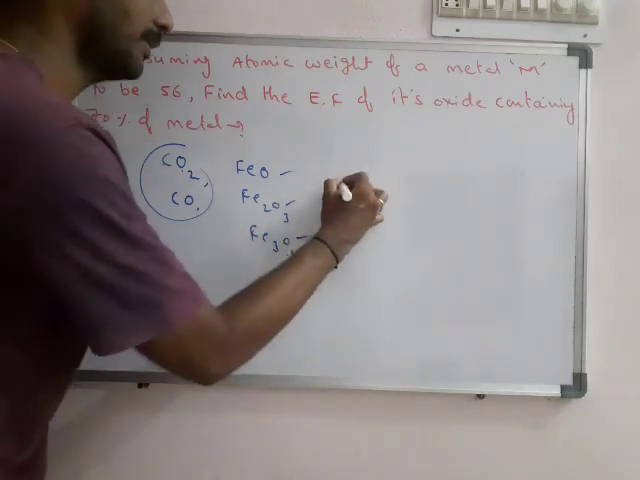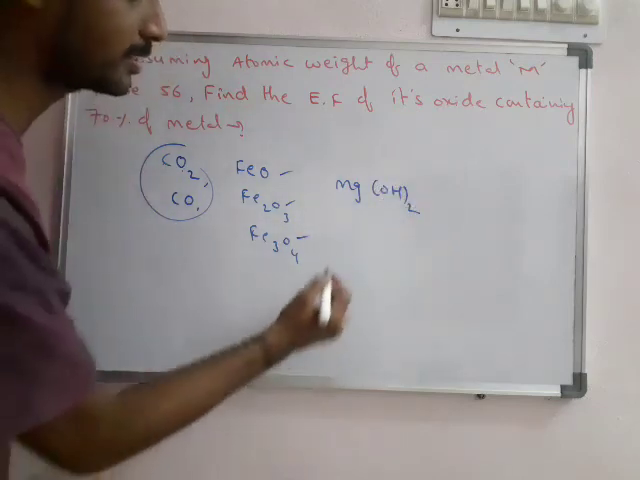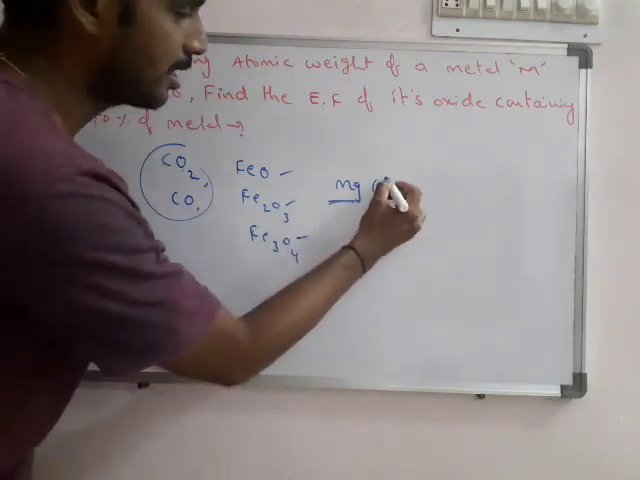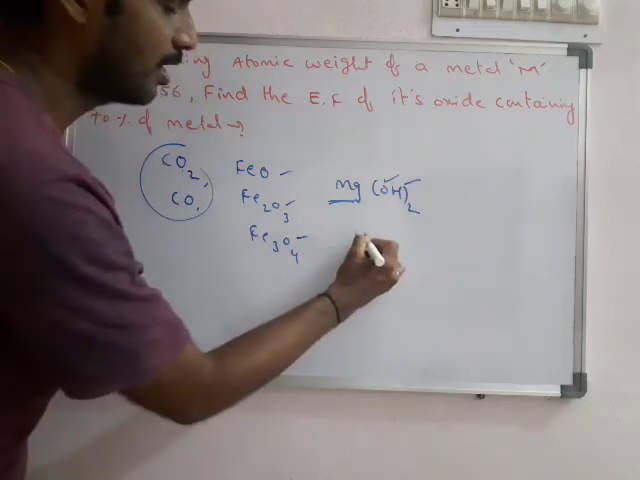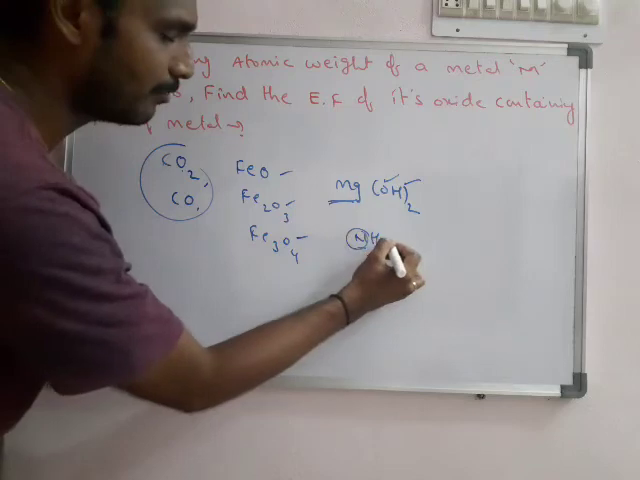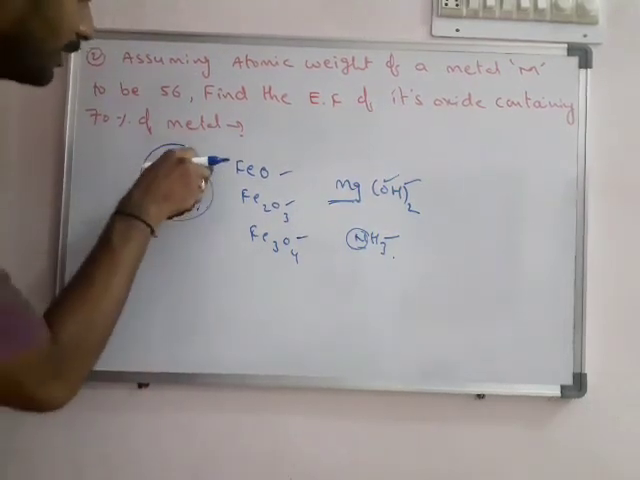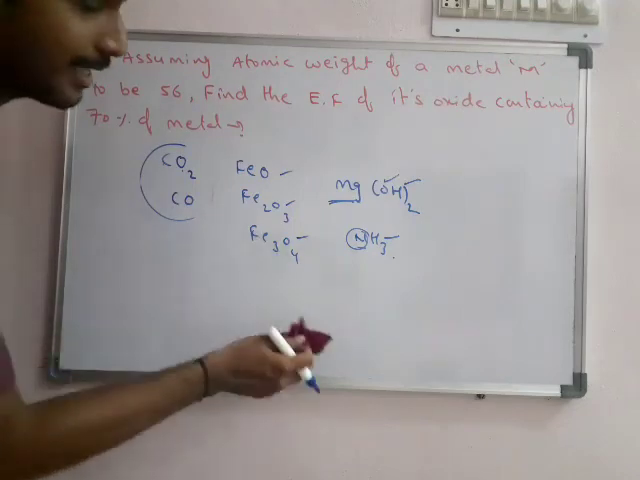Now for example, magnesium hydroxide is not treated as an oxide because it has an element, oxygen and hydrogen. For example, if you take NH3, an element with hydrogens, we call it a hydride. If a particular element has only oxygens, that is treated as an oxide.